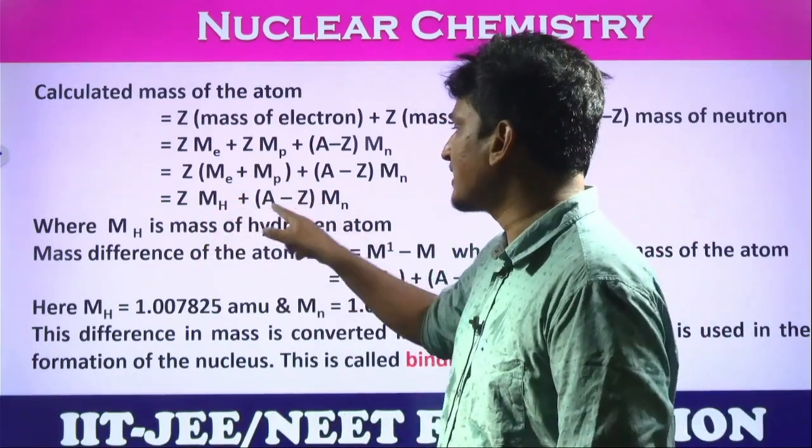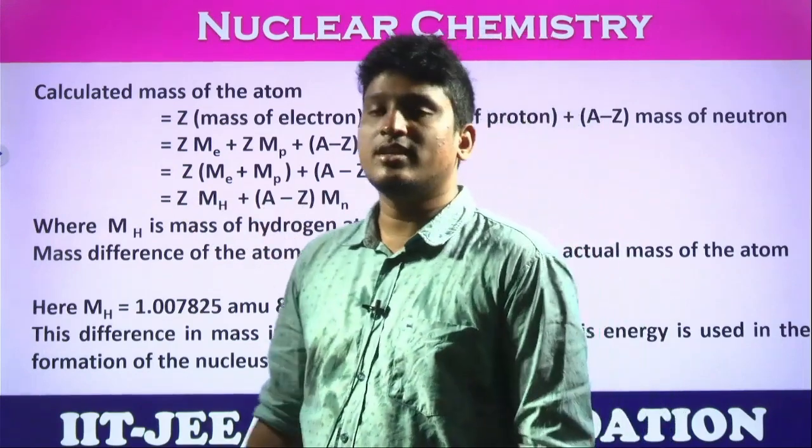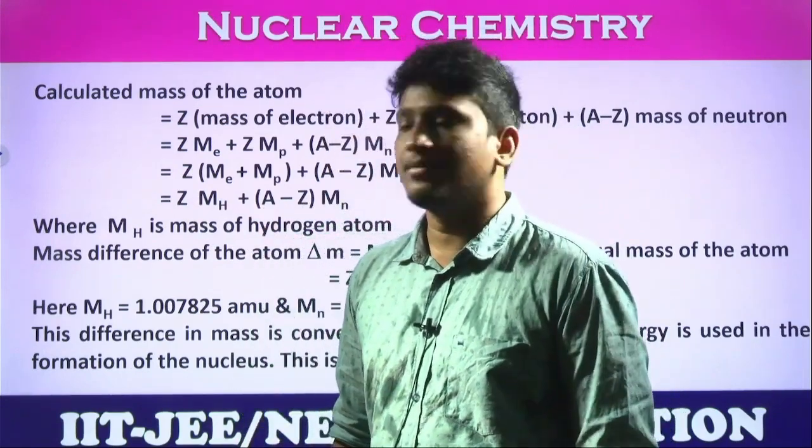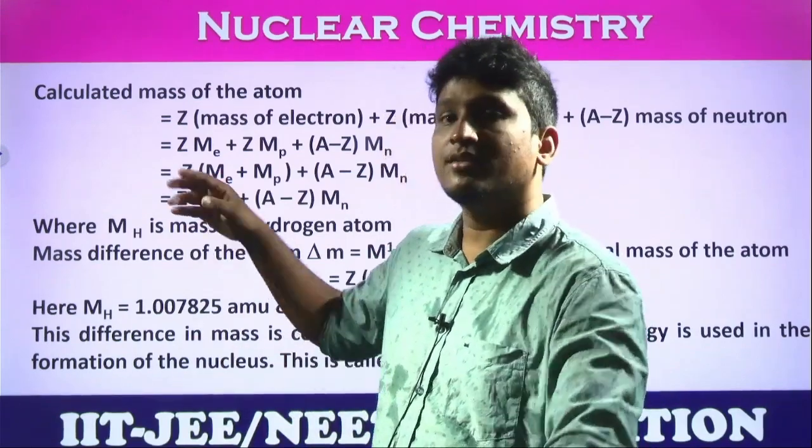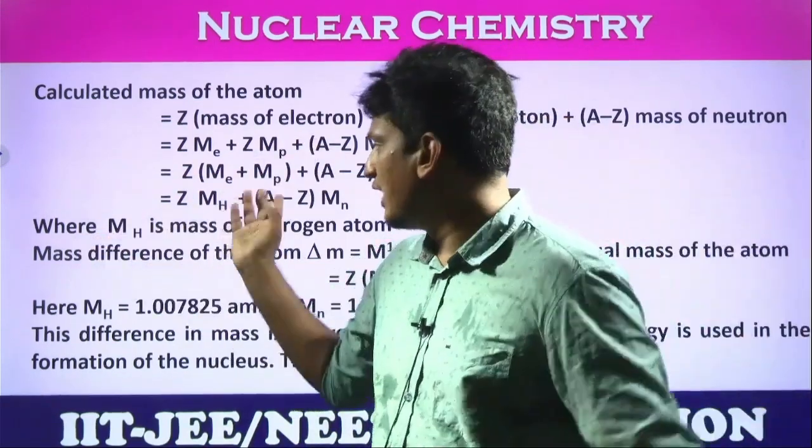And in this expression there is no change. Sir, why is it Z here? If you want to calculate the mass of helium, you have to write 2 here, into 2. If you want to calculate the mass of an element with atomic number 100, into 100.